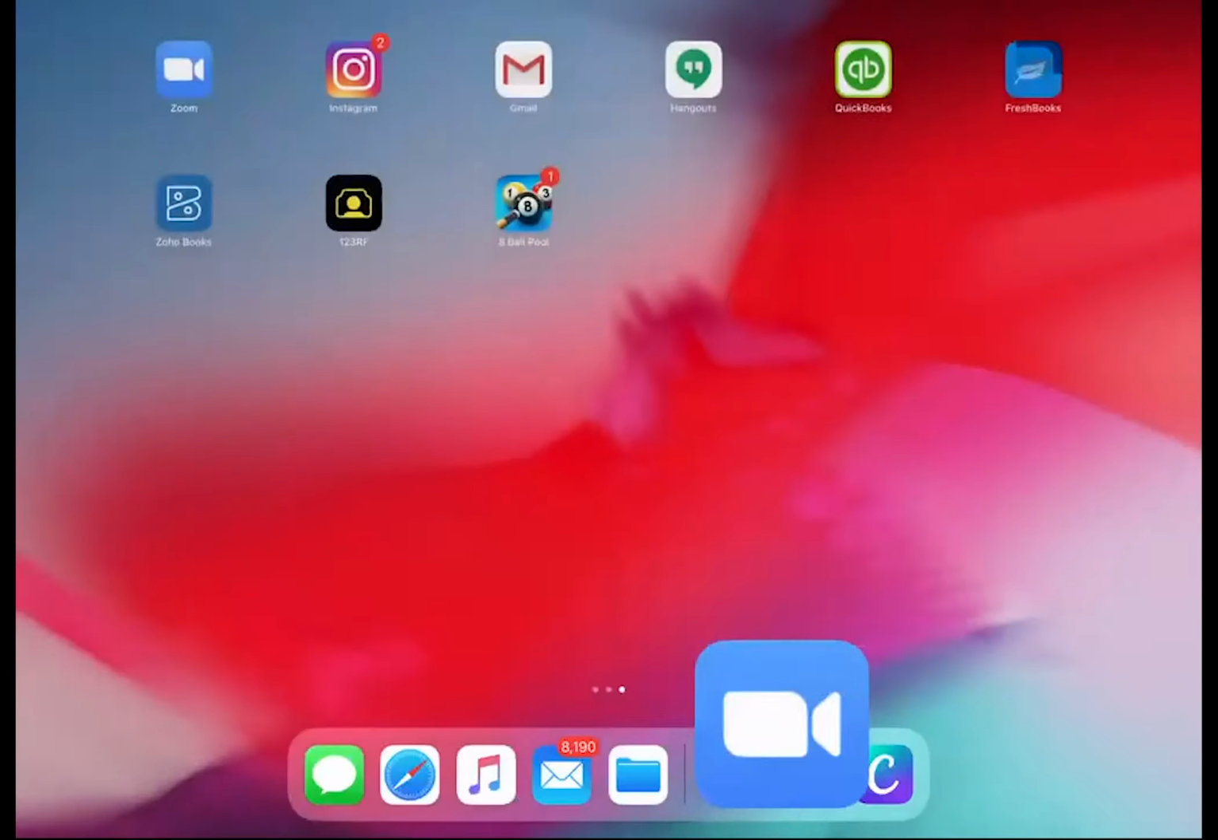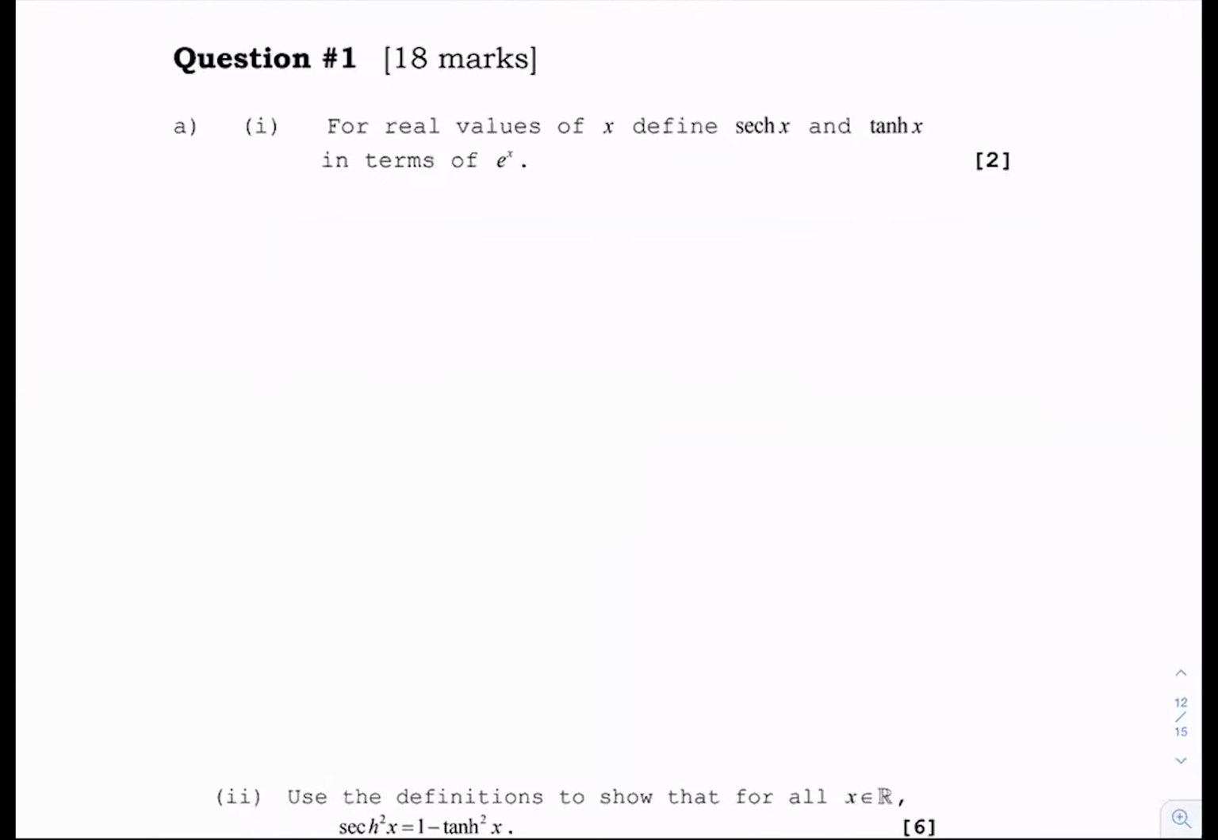Okay, so without further ado, guys, I'll jump right in. The first question asks us to define sech of x, which is our hyperbolic secant function, and tanh of x, which is our hyperbolic tangent function.